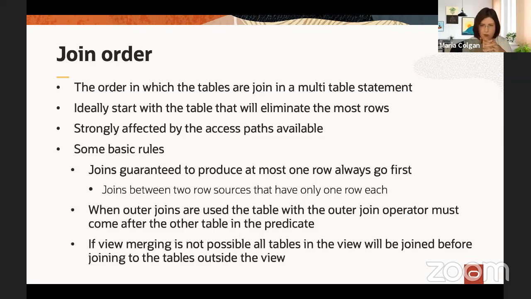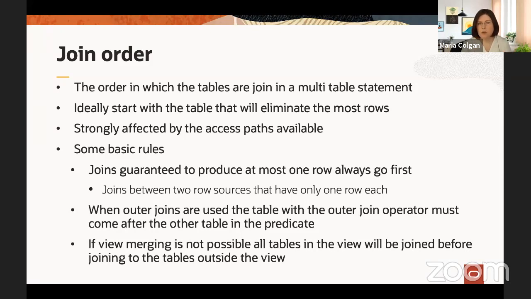I need to return all the rows where there is a match, but I also need to return all the rows where there isn't a match. And so that table needs to go second so I can do the join and also take all the rest of the other rows with me to return to the end user. So if you do an outer join, you're forcing a particular join order for the optimizer.